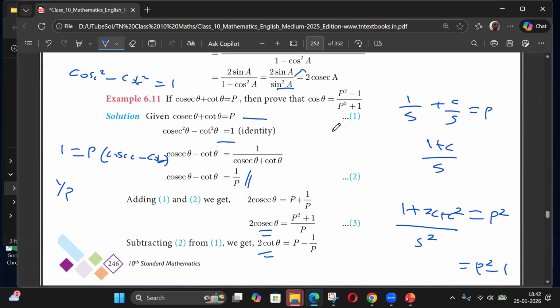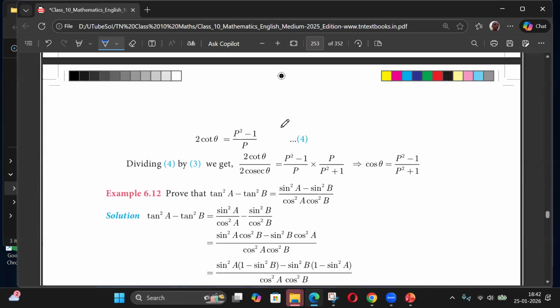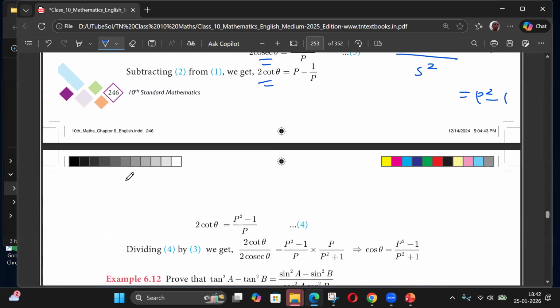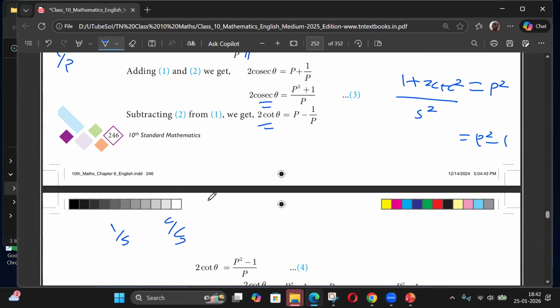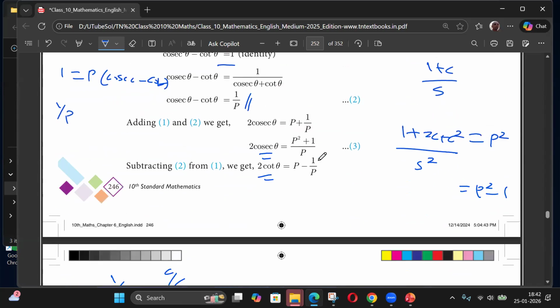Now we get cos theta, right? The cosecant is 1 by sine, and then cot is cos by sine. So by the ratio of cot and cosecant, I'll get cos. Once I know cos, this is what I have to find out. Cos you have to find out.